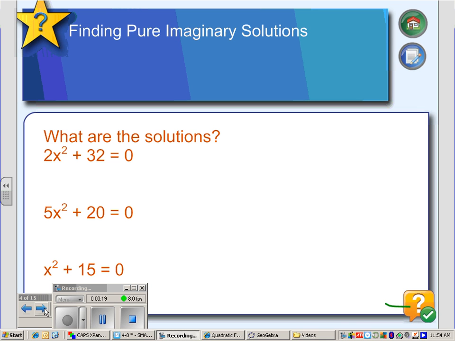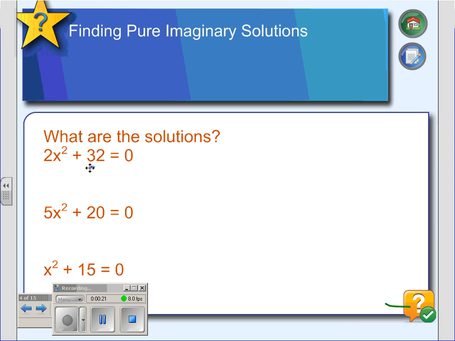If we were to begin to solve this equation, we would subtract 32 on each side, which gives us negative 32. Divide by 2, which gives us negative 16. And then we take the square root. At this point, we begin to see that we have a problem because the square root of negative 16 is not a real number. We know that the square root of 16 equals 4 because 4 times 4 equals 16.